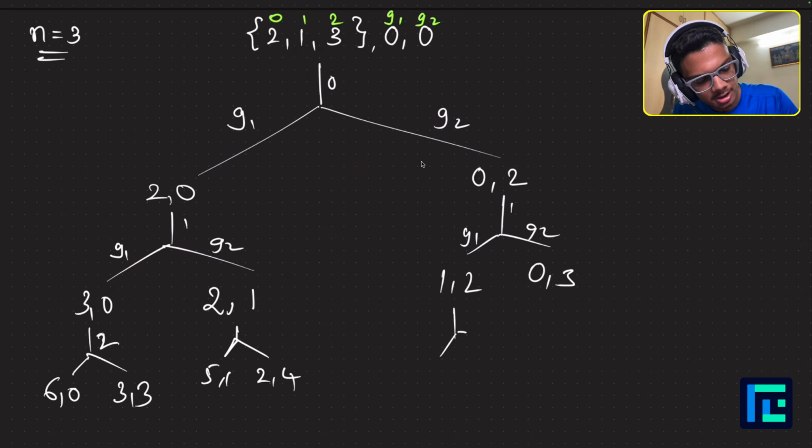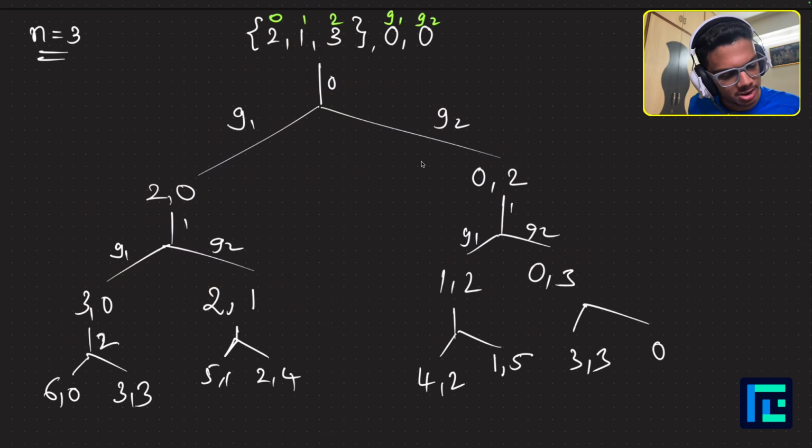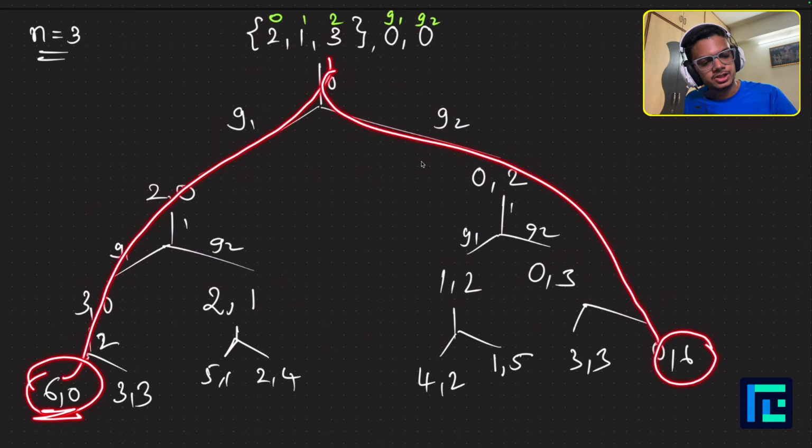In this case, similarly, if you add 3 in G1, it will become 4. This will become 4, 2. If we decide at G2, it will become 1, 5. Similarly, if we decide to add to G1, this will be, I guess, 3, 3. And in this case, what is this case? This case will be 0, 6. So if you just see this branch, you are always adding to group 1. That's why it is becoming 6. And if you see this branch, you are always adding to G2. That's why it is 0, 6.